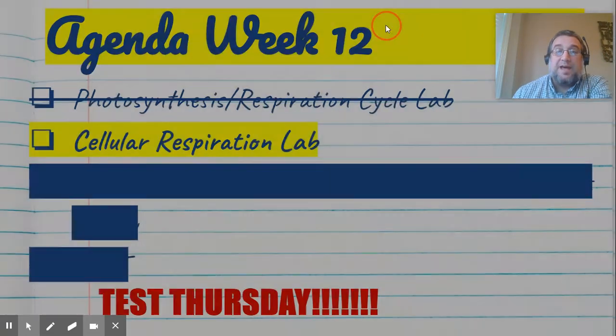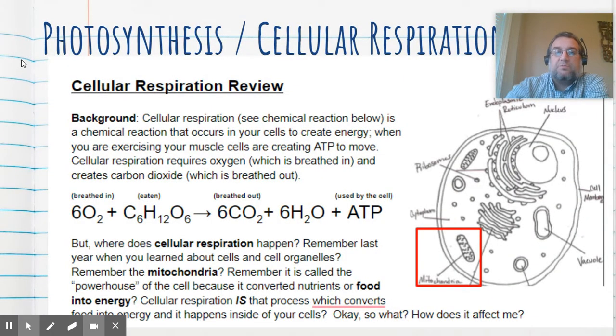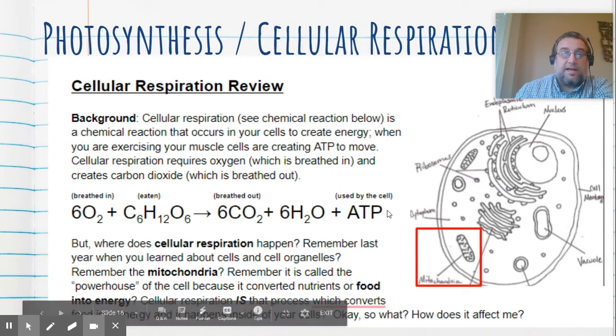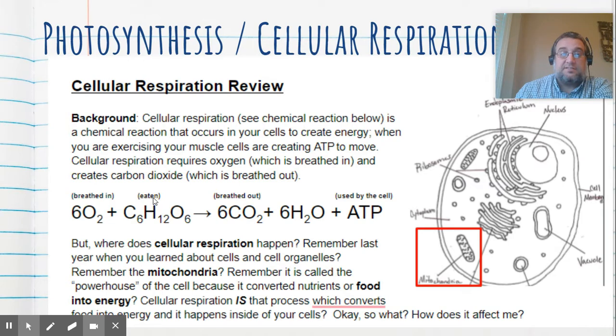We're going to look for some evidence of cellular respiration. Before we do that, we're going to review a little bit. Remember, cellular respiration is this chemical formula we've been going over the last week or so. It has oxygen, which we breathe in, and glucose, which we eat and which goes through our digestive system. When those come together inside of our bodies, where does this actually happen?